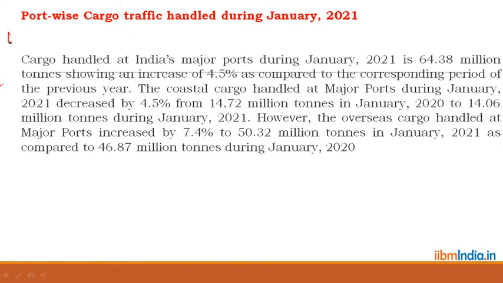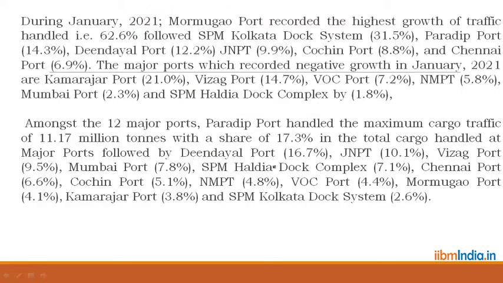Now, if we are talking about port-wise cargo traffic handled during January 2021, cargo handled at India's major ports during January 2021 is 64.38 million tons, showing an increase of 4.5% compared to the corresponding period of the previous year. The coastal cargo handled at major ports during January 2021 decreased by 4.5% from 14.72 million tons in January 2020 to 14.06 million tons during January 2021. However, the overseas cargo handled at major ports increased by 7.4%, to 50.32 million tons in January 2021 compared to 46.87 million tons in January 2020.